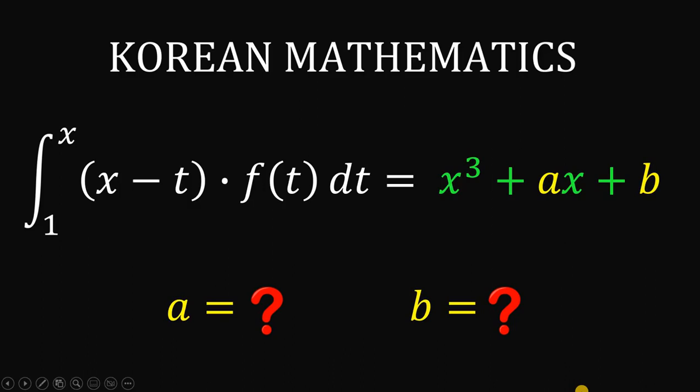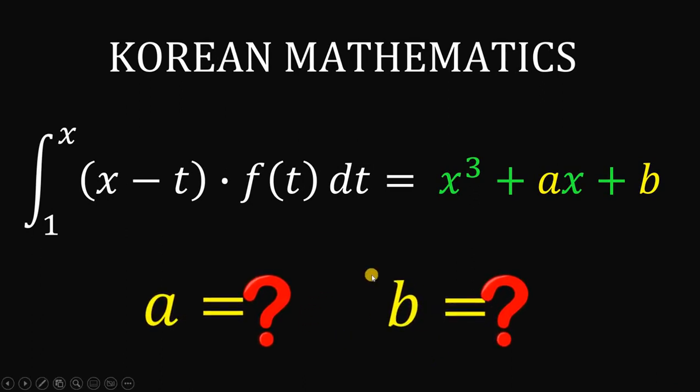Good day, everyone. This question comes from one of our followers from Korea, and the question goes like this. Solve for the values of a and b such that it satisfies this equation: the integral of (x minus t) times f of t dt from 1 to x equals x cubed plus ax plus b.